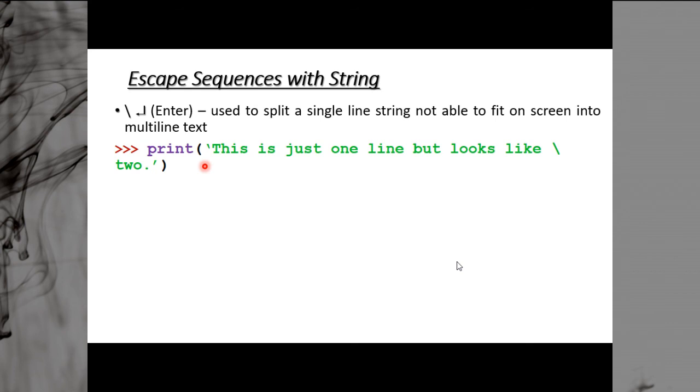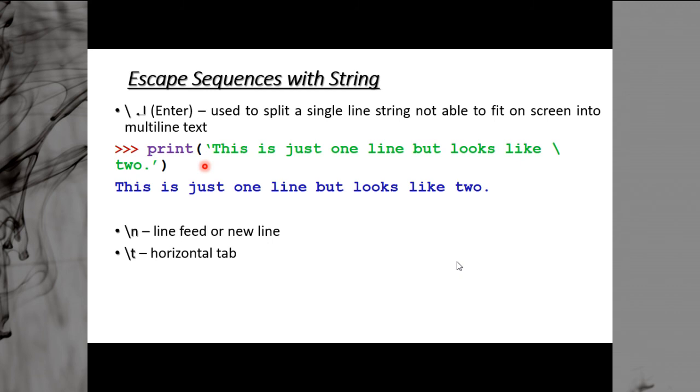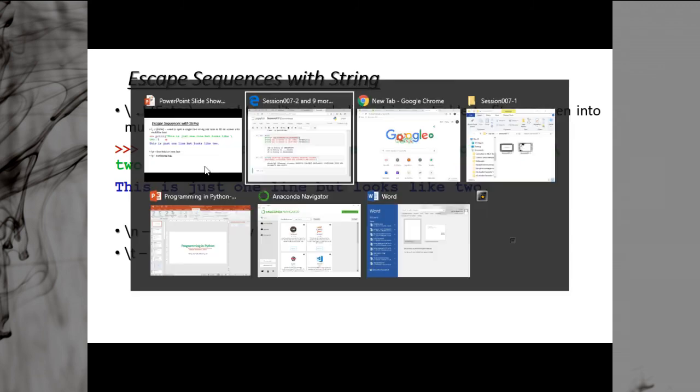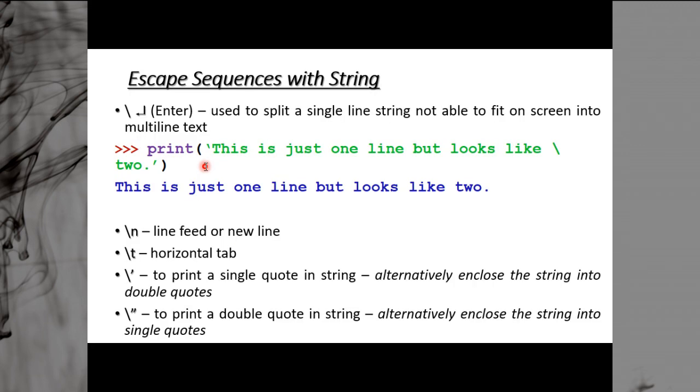Like this is what I am doing. This is just one line but looks like two, and your output appears as one line. Then you can use slash n and slash t. Slash n for new line, you know very well if you want to change the line, and slash t for horizontal tab. We have already discussed this very well. We can use slash single quote if you want to put a single quote, and slash double quote if you want to put double quotes on the screen.